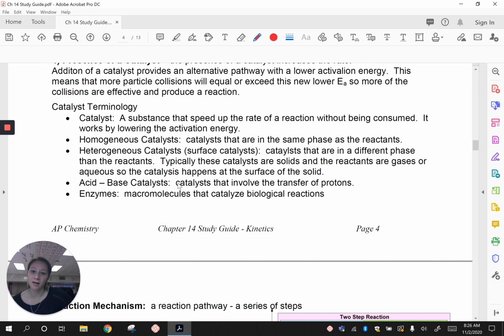Acid-base catalysts. These are catalysts that involve the transfer of protons. We'll talk more about acids and bases in chapters 16 and 17, but in an acid-base reaction, protons are transferred. Enzymes are types of catalysts. They are macromolecules, big molecules that catalyze biological reactions. We call those enzymes. So not all catalysts are enzymes, but all enzymes are catalysts. So enzymes are a type of catalyst.